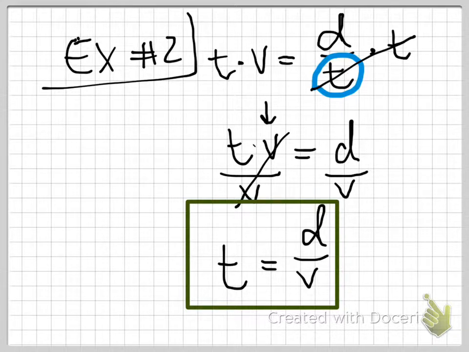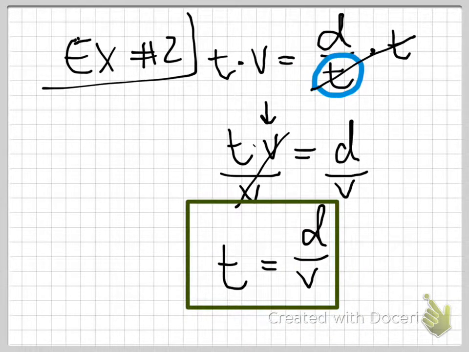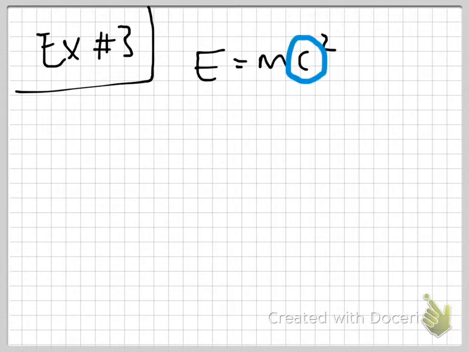Okay? And let's look at our third example. We're going to solve the famous E equals mc squared. Okay? And for our purposes, we want to find out c. What is our unknown c equal to? We're going to solve and isolate c as our unknown.